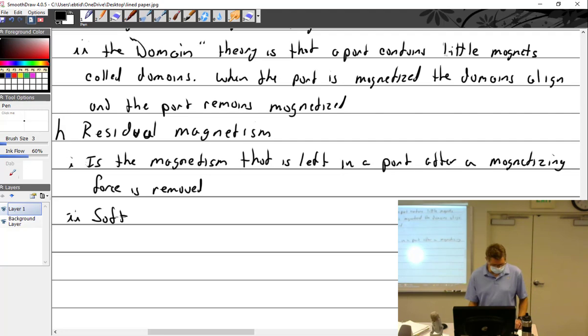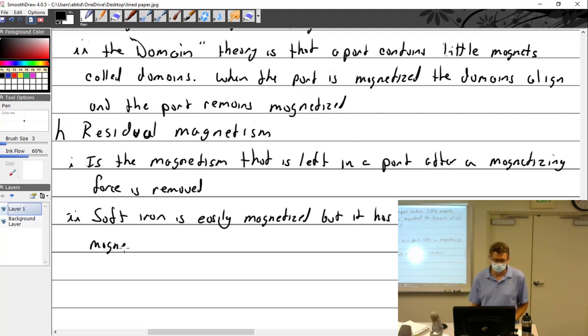Soft iron is easily magnetized. That's good. But it has low residual magnetism. Call that retentivity.